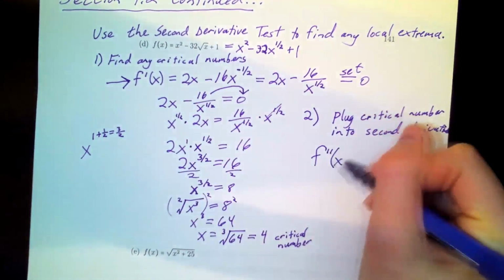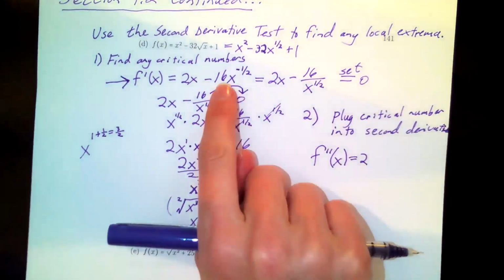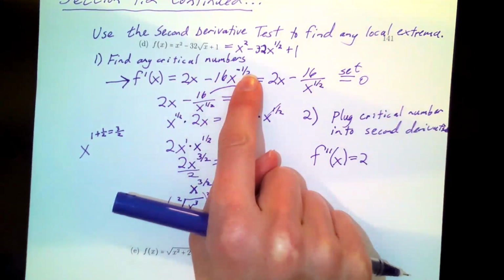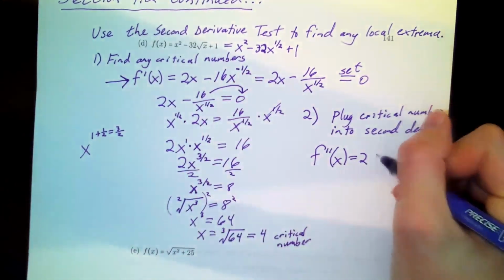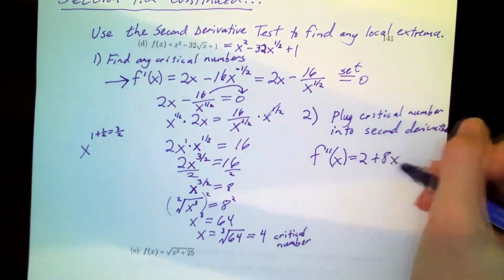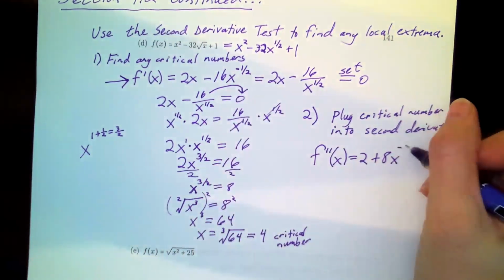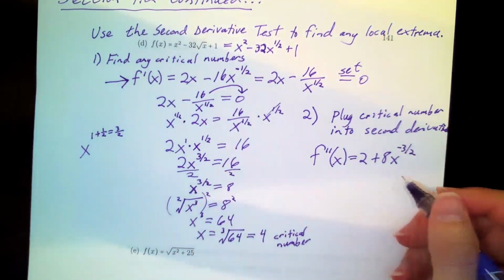f double prime, the second derivative. The derivative of 2x is 2. Then I have a power rule here. Negative 16 times negative a half. 16 times a half is 8, and a negative times a negative is a positive. So I get plus 8x to the negative 1/2 minus 1. Negative 1/2 minus 1 is negative 3/2. So this is my second derivative.